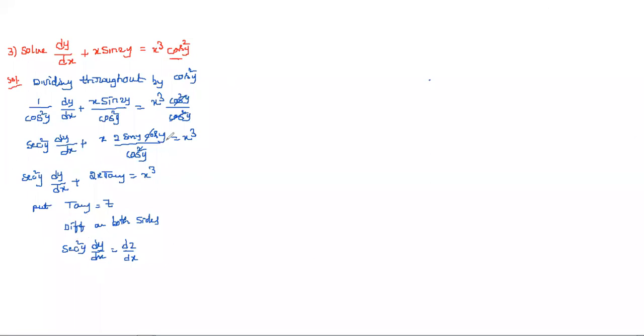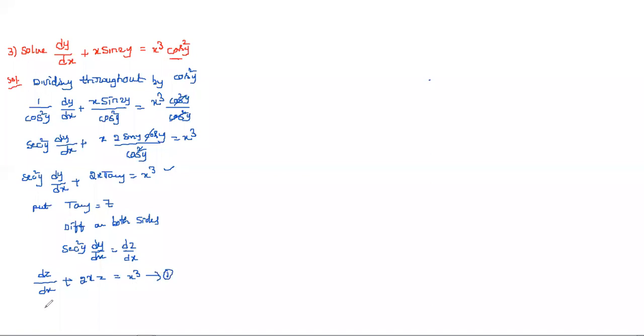Now you can substitute all these things in this equation. Then it converts into secant square y dy by dx is nothing but what we can write, dz by dx plus 2x into, and this is tan y which chosen as z. So 2xz is equal x cube. So dz by dx plus 2xz is equal x cube. So then is this in the form of linear equation or not? So let it be taken as equation 1.